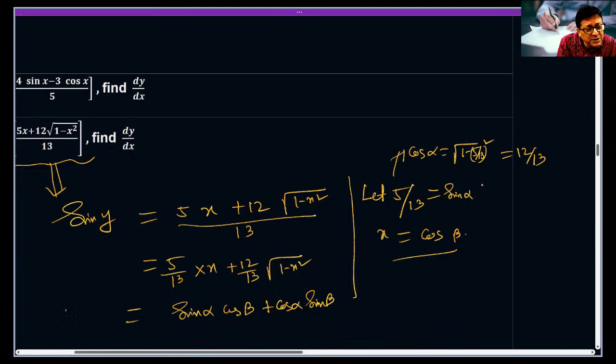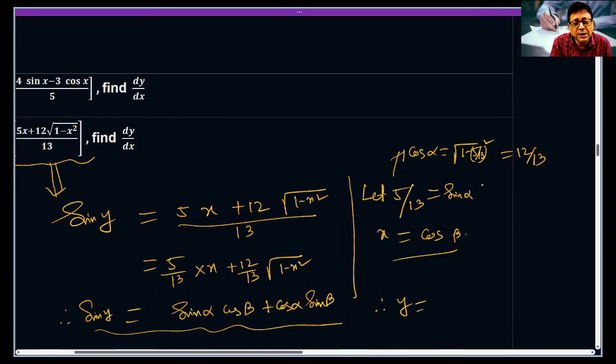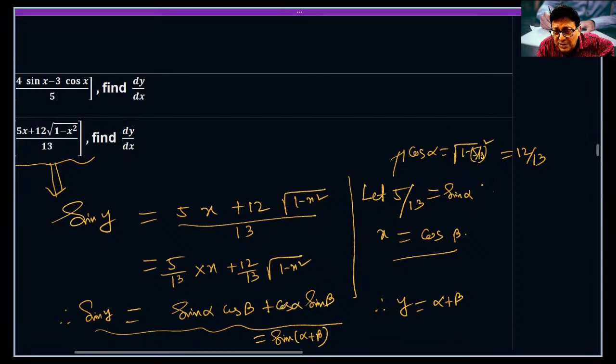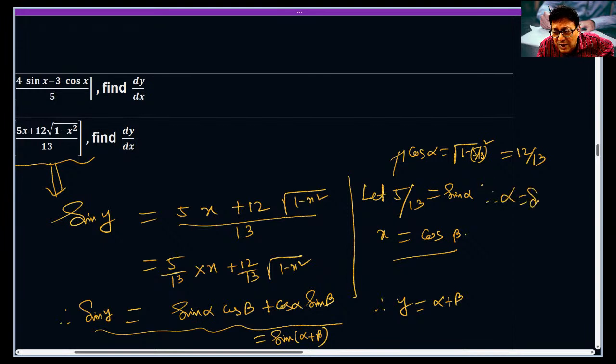And this one is sin beta. So sin y you got this way. And this you can write as sin of, so y equal to alpha plus beta. What is alpha? Alpha you got here: sin inverse 5 by 13.